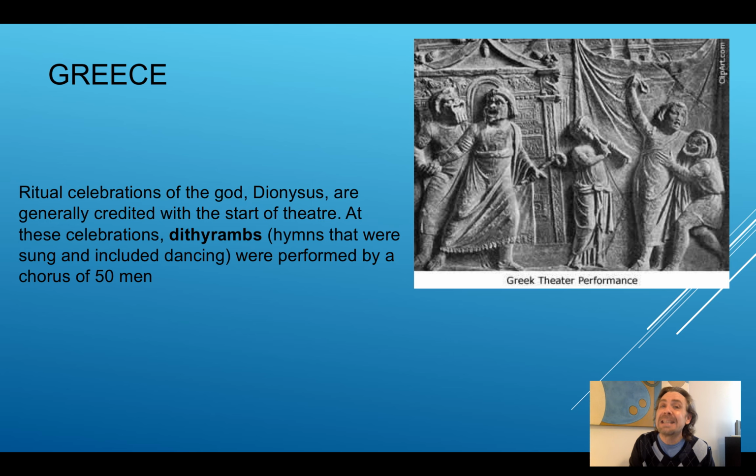celebrations of the god Dionysus are generally credited with the start of theater. And during these celebrations, dithyrambs, which were hymns that were sung and included dancing, were performed in celebration of Dionysus by a chorus of approximately 50 men. Again, we're talking about men being the performers here. So you have dithyrambs as these hymns, these songs that also had dancing. But Dionysus and the celebration of Dionysus is where we look to theater for its origins in Western culture.